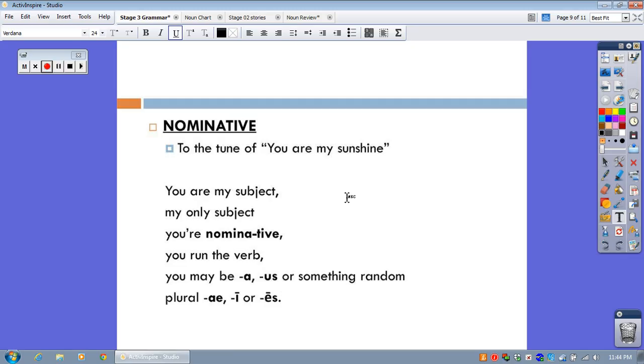And it helps if you kind of hold up a finger like 1, 2, and 3. So you may be A, hold up the number 1, US, hold up 2, or something random, hold up 3. That way, come quiz time or test time, you can kind of go through the song in your head and figure out, oh yeah, that's second declension, nominative, singular. So, there it is. Practice, practice, practice singing that song. When I return, we're going to sing these quite a bit.